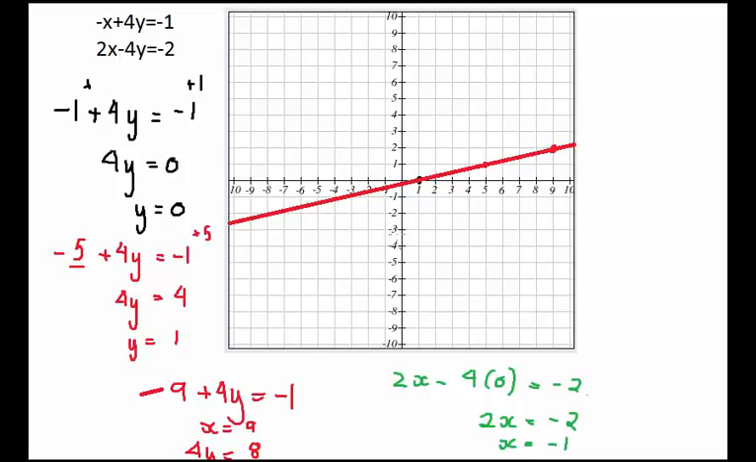So when y is 0, that's here on the x-axis, then x is equal to negative 1. And then if we choose another number, any number will work this time, but let's choose, for example, 1. So we have 2x minus 4 is equal to negative 2. So 2x is equal to 2, x is equal to 1. So when y is 1, x is also equal to 1.